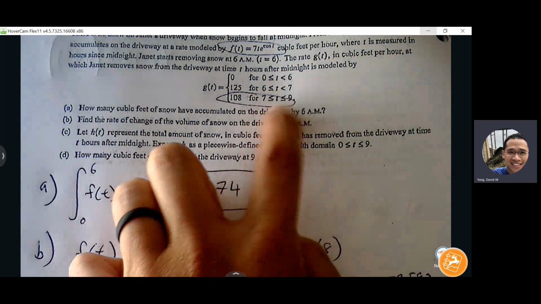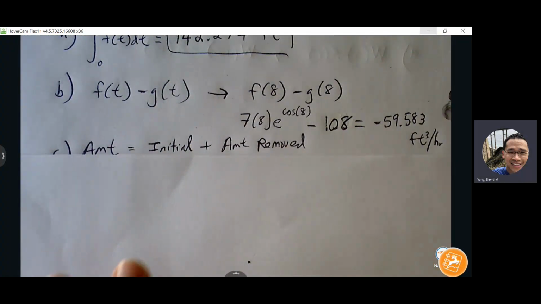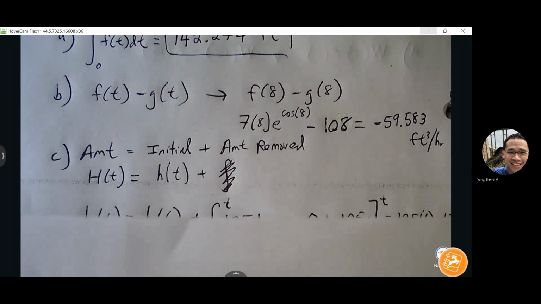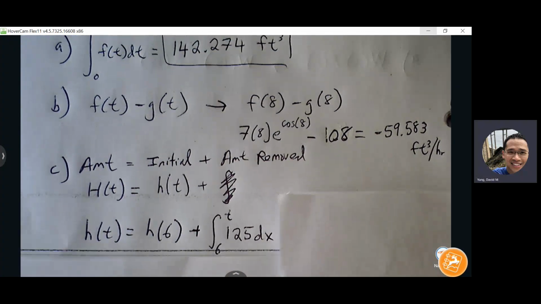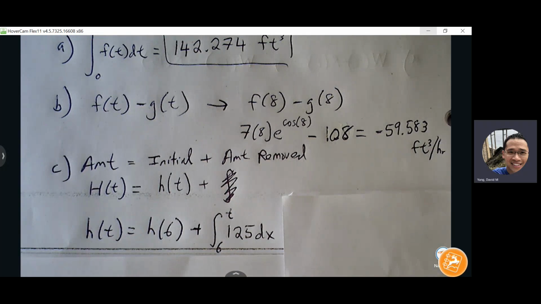Okay, and so we have to do a little bit of work by hand to get there. So this is what needs to happen here. We know that initially at H of 6, that just means how much she's done at 6 a.m., right? And has she done anything at 6 a.m.? No. But we know that from 6 to 7.